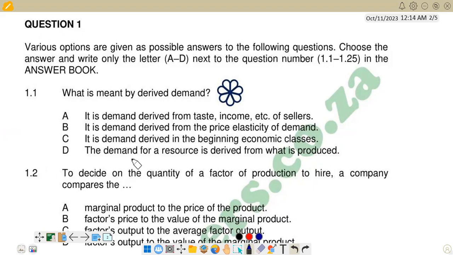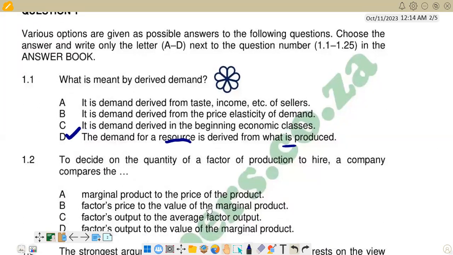Let's go to D. The demand for a resource is derived from what is produced. So here we are seeing that we have got a product, the demand of a certain good that is depending on a certain good again. What is being produced is another product or good that is there. So we see now D becomes the most appropriate. So D for the first question. Then we go to the next question.